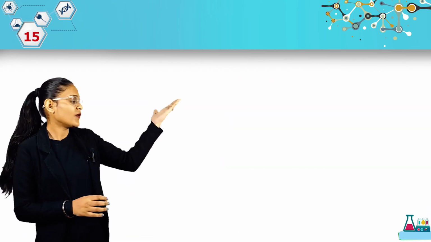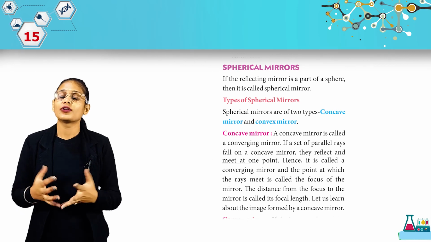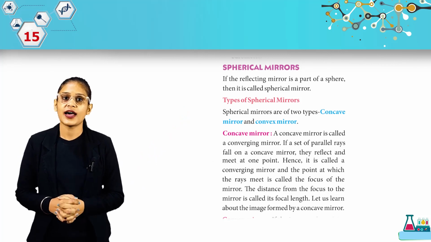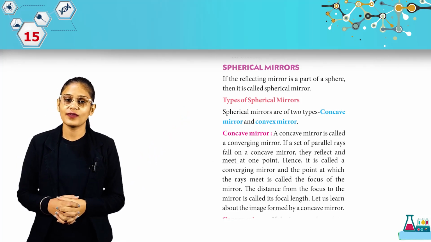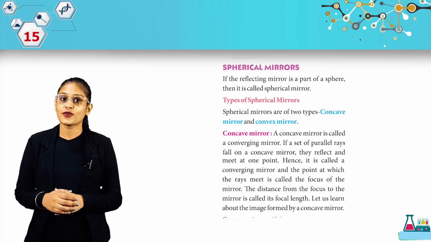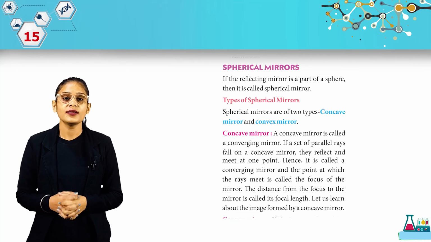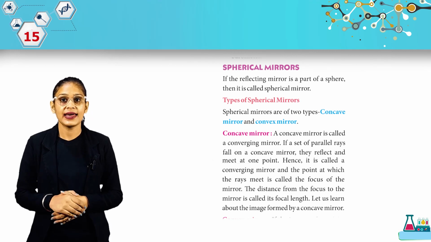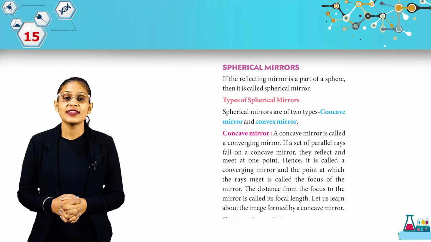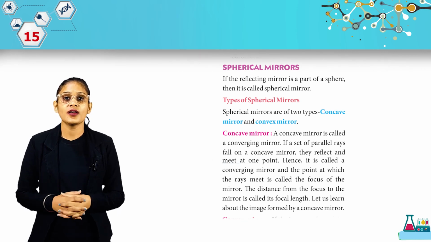Now we have spherical mirrors. If the reflecting mirror is a part of a sphere, then it is called a spherical mirror. Now we have types of a spherical mirror. Spherical mirrors are of two types, concave mirror and convex mirror. Here we have first concave mirror. A concave mirror is called a converging mirror. If a set of parallel rays fall on a concave mirror, they reflect and meet at one point. Hence, it is called a converging mirror. And the point at which the rays meet is called the focus of the mirror. The distance from the focus to the mirror is called the focal length.